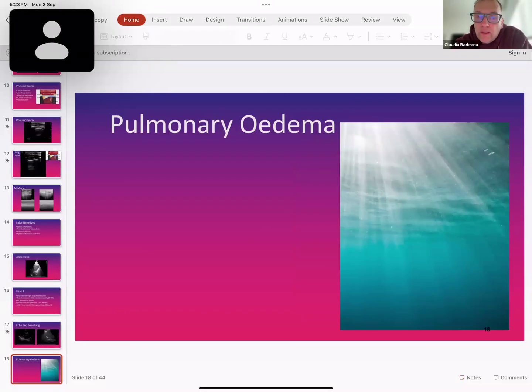Now, if you do snorkeling or diving and go under the surface of the water, the sun rays go through the water and have this kind of appearance, like in this image. The same thing happens with the lung. So early on, in a normal ultrasound, there is air in the alveoli and it bounces, doesn't allow the ultrasound waves to go through.